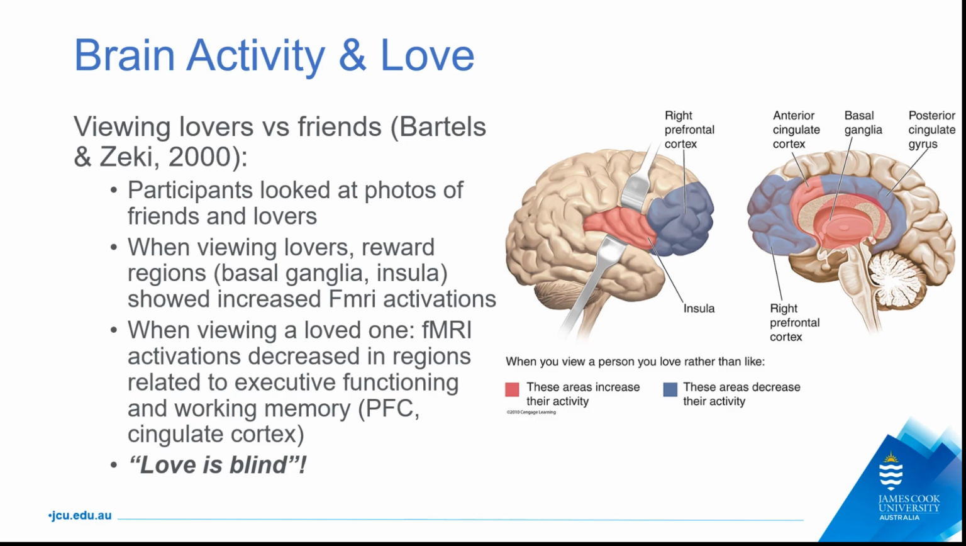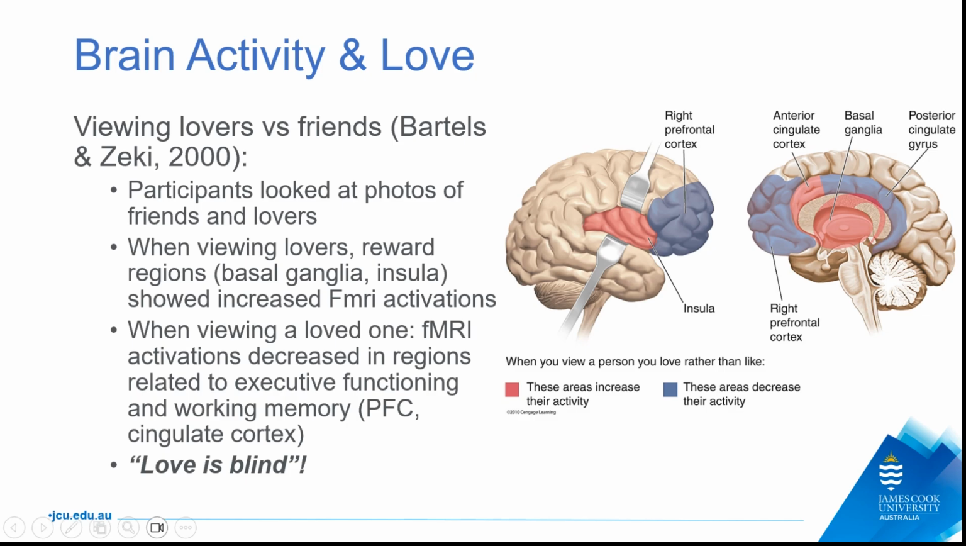However, when viewing loved ones, the fMRI activation decreases in the PFC and cingulate cortex regions. Those regions are involved in executive functioning, or memory, and emotion regulation as well. So they're not so active. Basically, it just makes you more blind. You're not really exercising your cognitive judgment when you're looking at your lover.